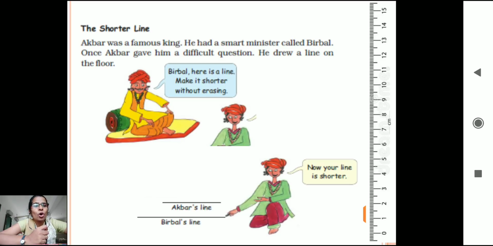Okay, so he drew a line longer than Akbar's line. So this made Akbar's line smaller than Birbal's. So it is shorter now and Birbal's line is longer, isn't it? So this way Birbal made a longer line than Akbar's line. So this is a simple example of how he thought mentally, like how we solve our mental maths. Okay, that is why we also call it long and short.